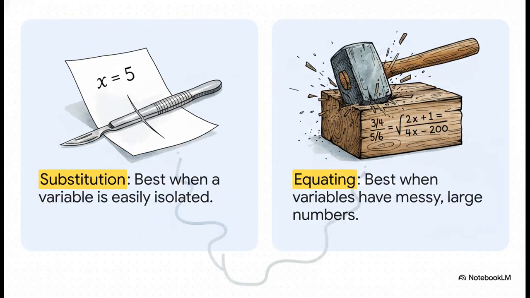Before we look at our final tool, let's briefly compare the two we just learned, because it's important. You're going to want to pull substitution out of your toolbox when a variable is already isolated, or at least has a coefficient of 1, making it super easy to isolate. On the flip side, you want to reach for your equating coefficients hammer when the variables have messy, larger numbers, and dealing with fractions would just slow you down. Honestly, it's all about choosing the path of least resistance.